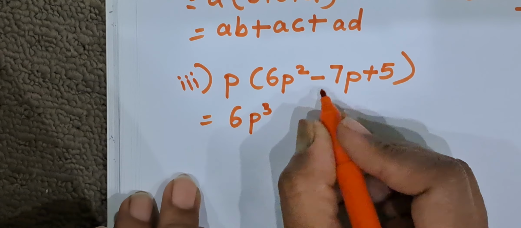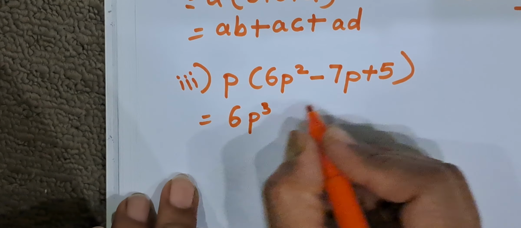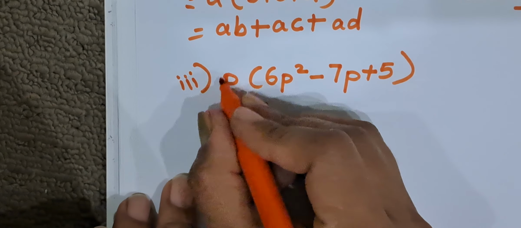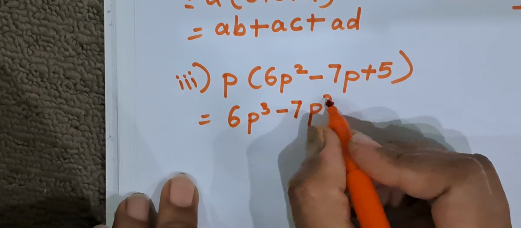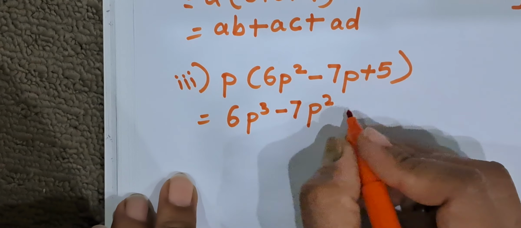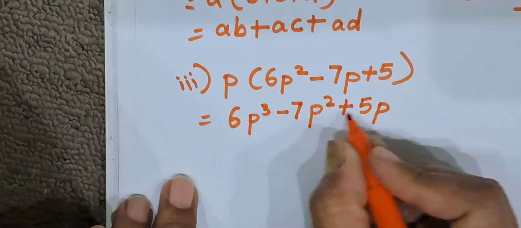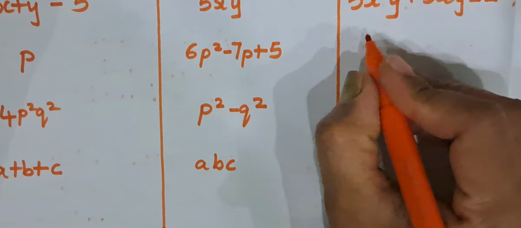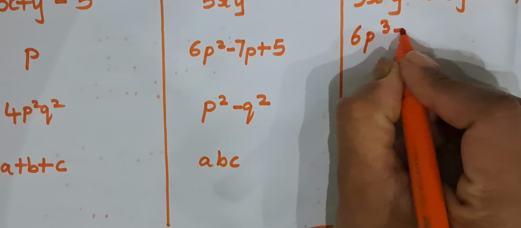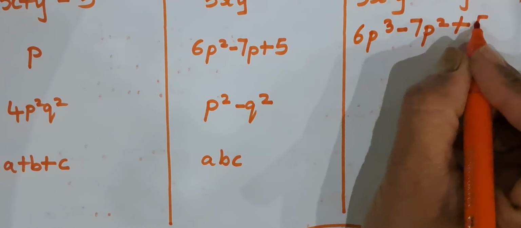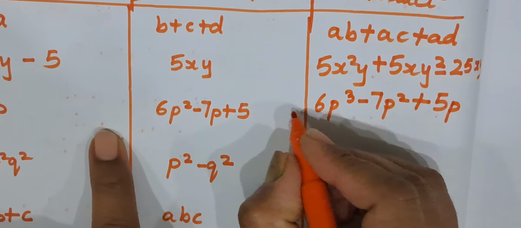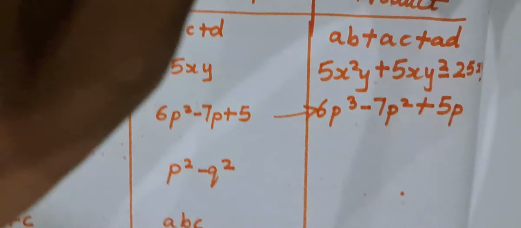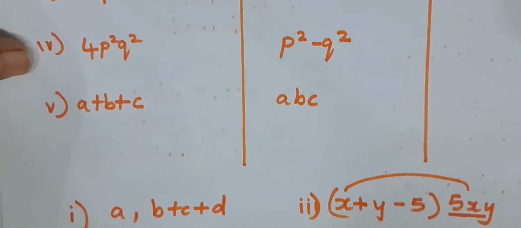Okay. Now here p into minus 7p. So p means 1. 1 into minus 7 is minus 7. P into p square, it becomes minus 7p square. Now p into 5, plus 5p. This is the product in the third one. So the answer here is 6p cube minus 7p square plus 5p. Now let us do the fourth one.